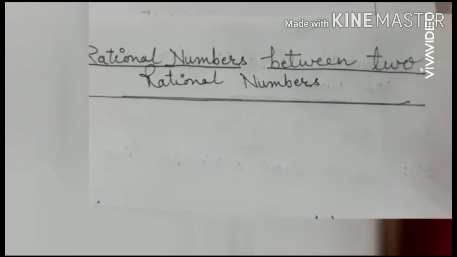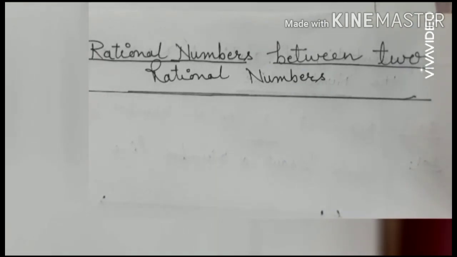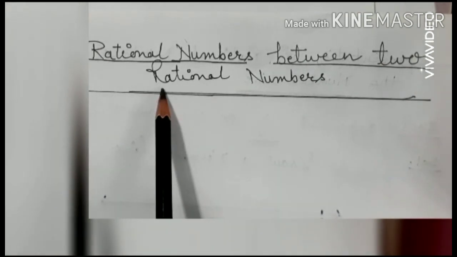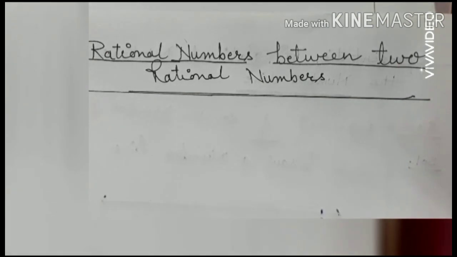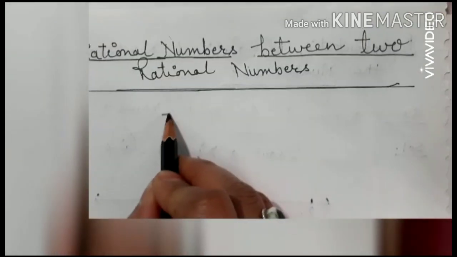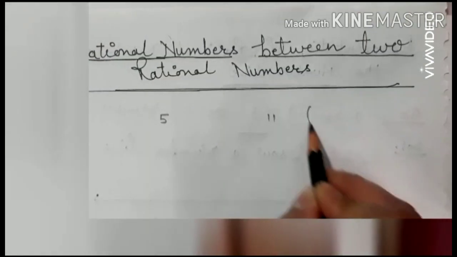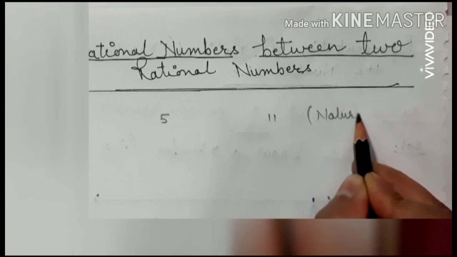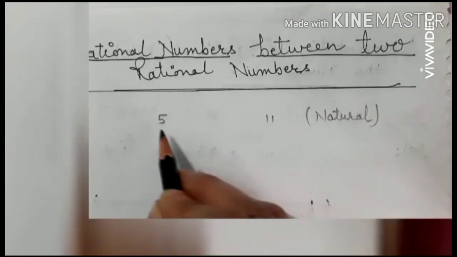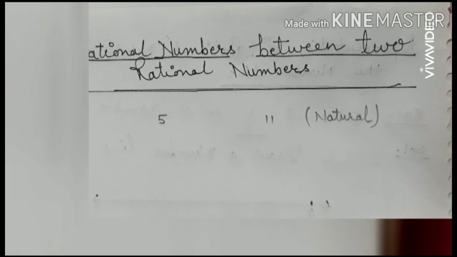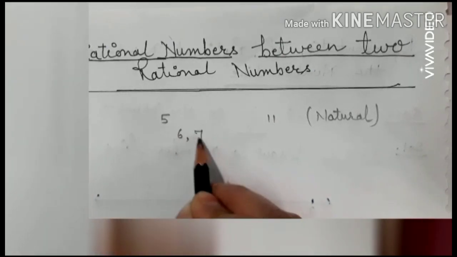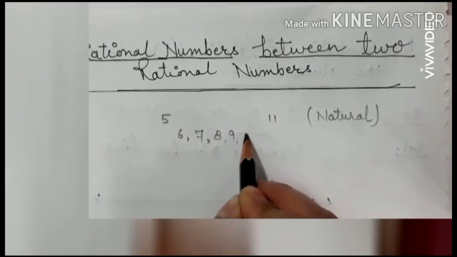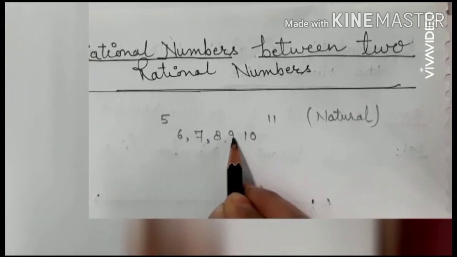Our next topic is rational numbers between two rational numbers. This is our new topic. Before going to how many rational numbers are between any two rational numbers, you have to tell me how many natural numbers are between 5 and 11. You can easily tell that they are 6, 7, 8, 9 and 10. These are 1, 2, 3, 4, 5.